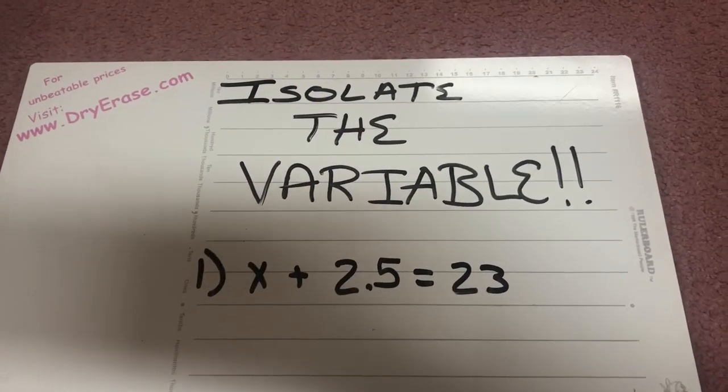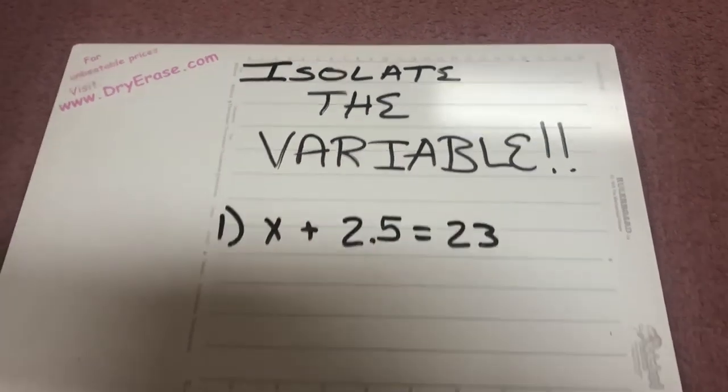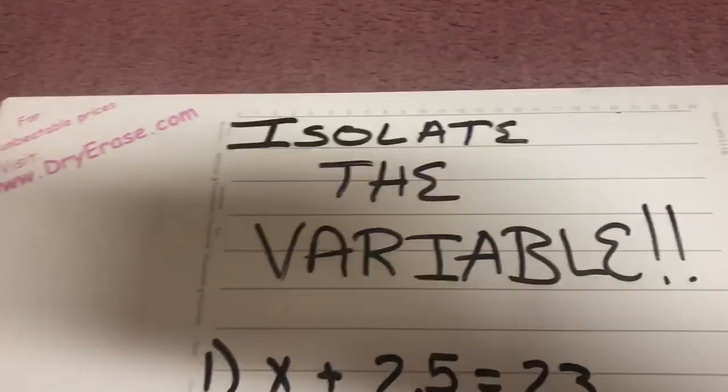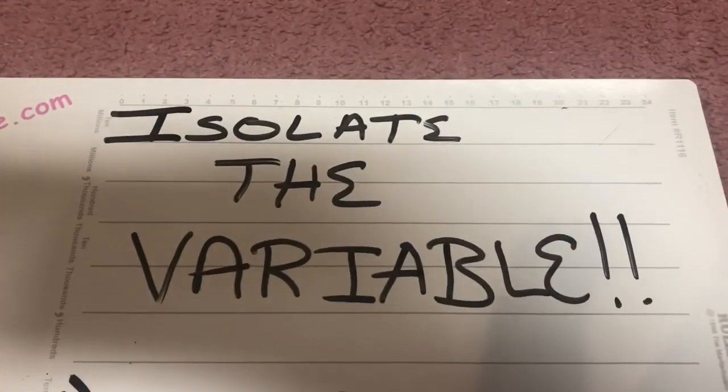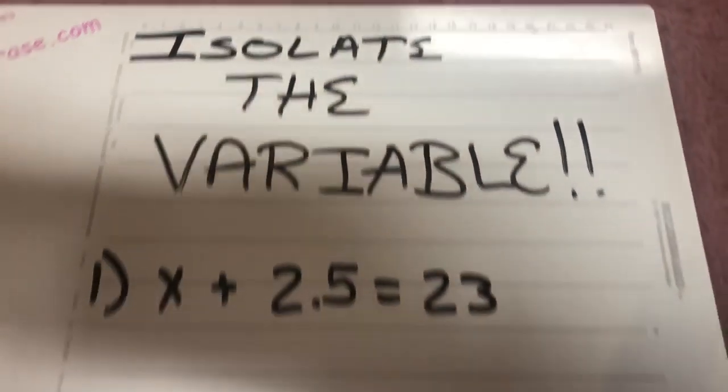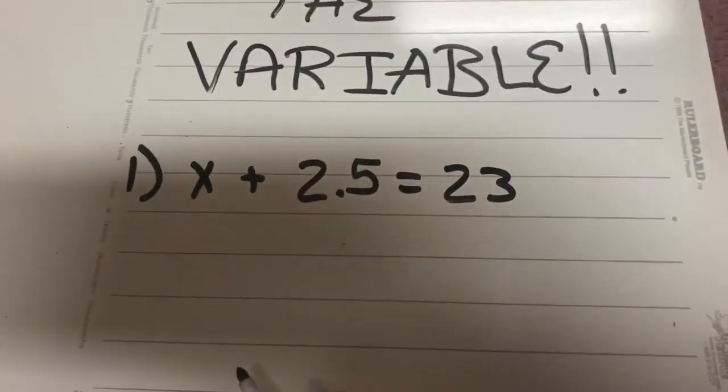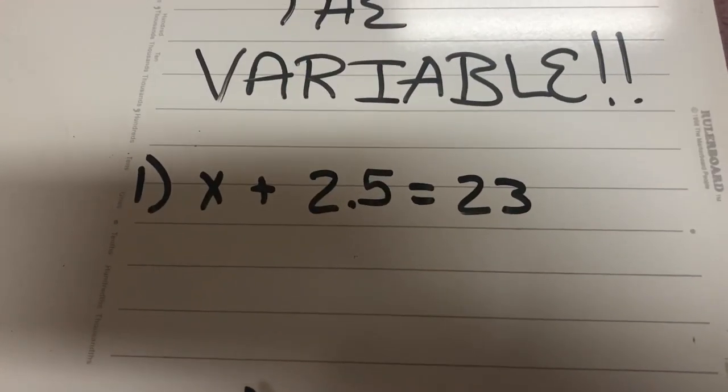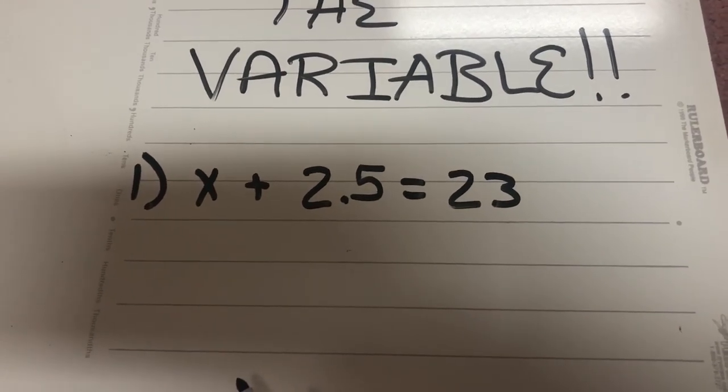So today's class is a continuation on solving addition equations. And there, once again, at the top, you can see isolate the variable. So this first one here is just kind of review. x plus 2.5 equals 23.